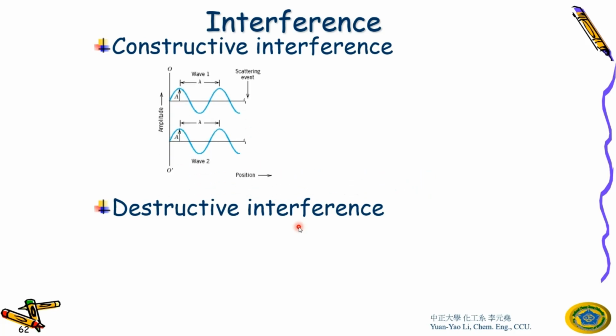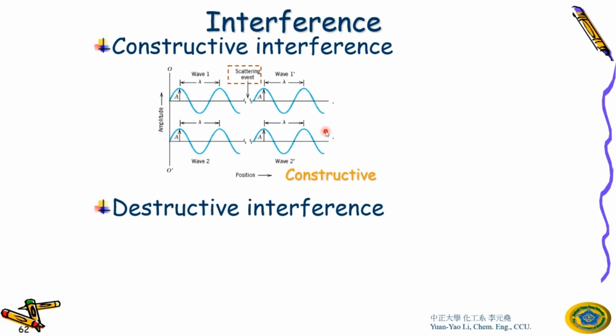For constructive interference, first of all, you need very good beams which have the same wavelength and same amplitude. These two waves undergo a scattering event. Scattering event means you might have a slit, or a gap between two balls, and the X-ray passes through. After interaction, these two waves present the same behavior, and this is what we call constructive. After that, the wave has the same wavelength but a larger amplitude. That means the intensity will be doubled, increased. This is what we call constructive interference.